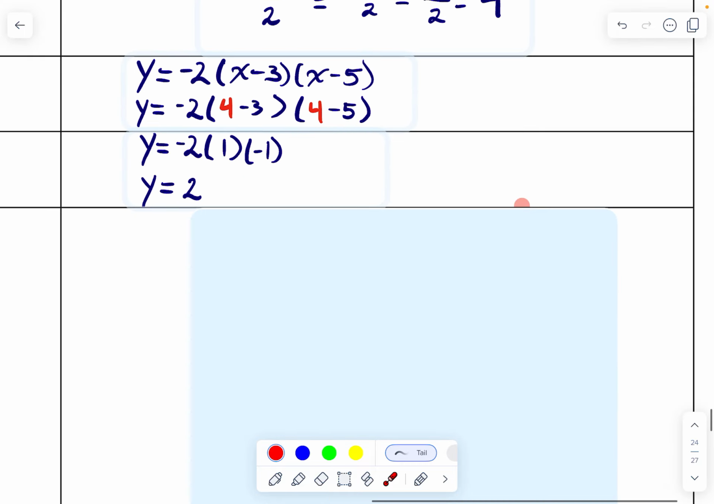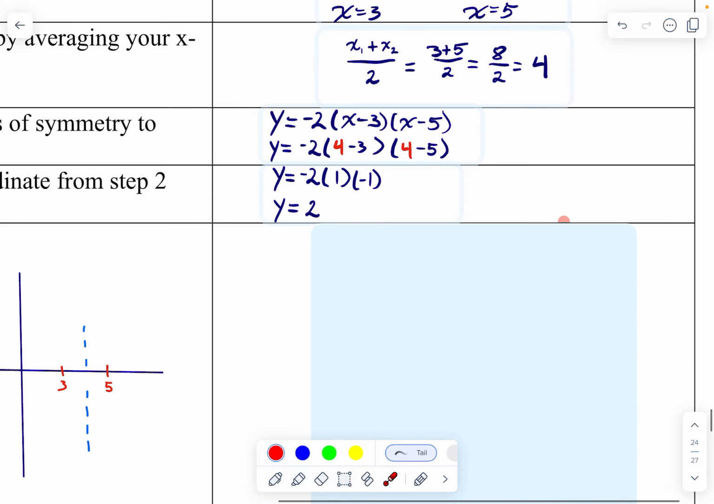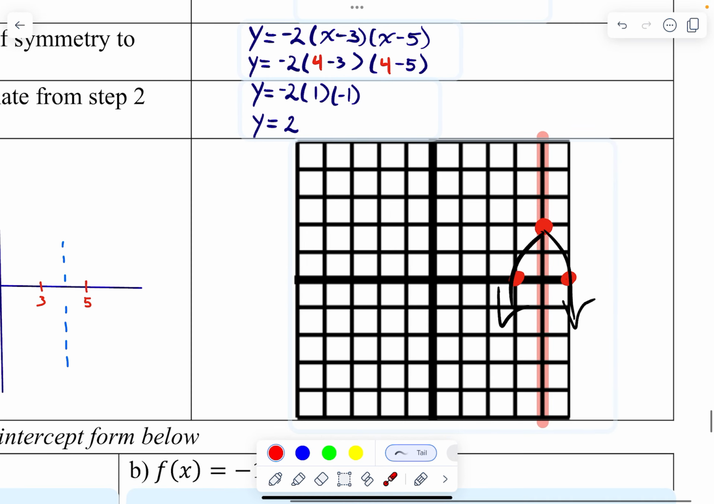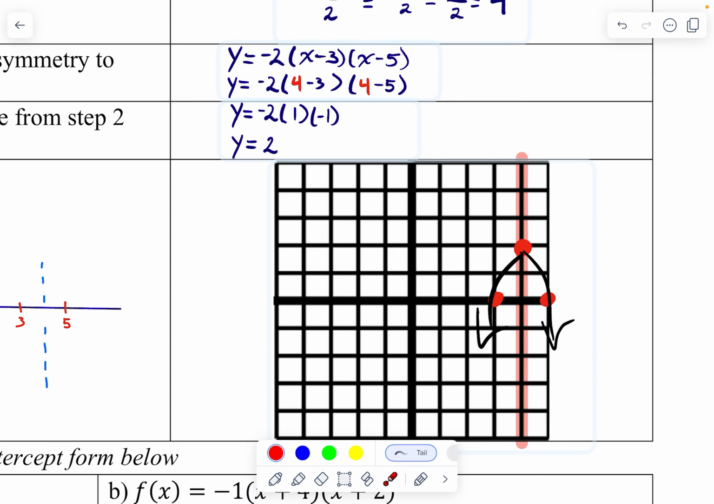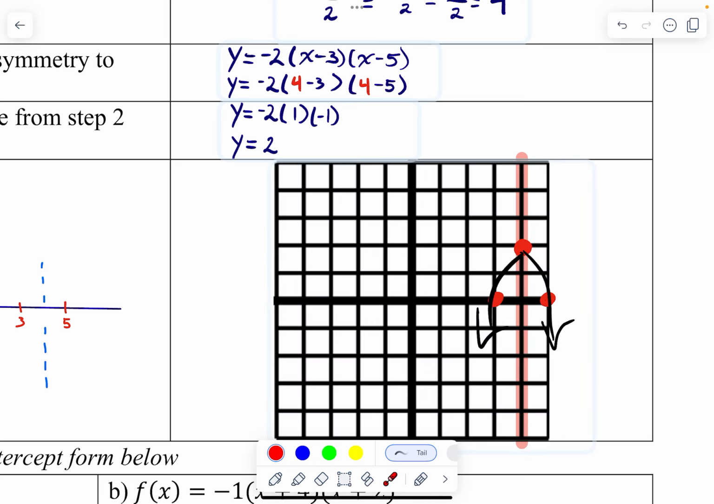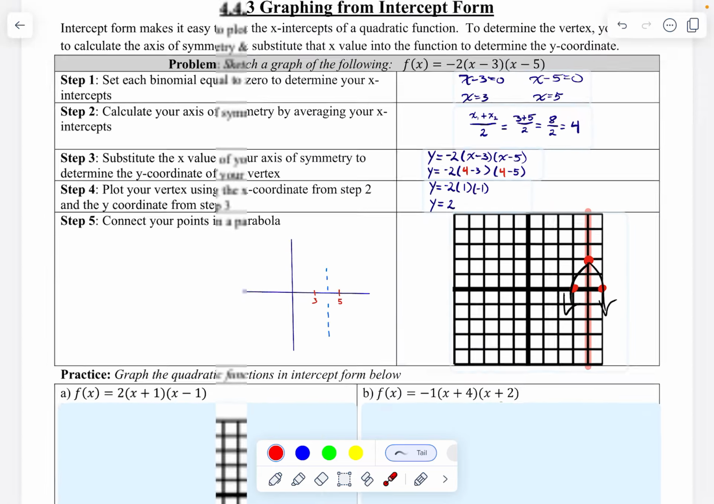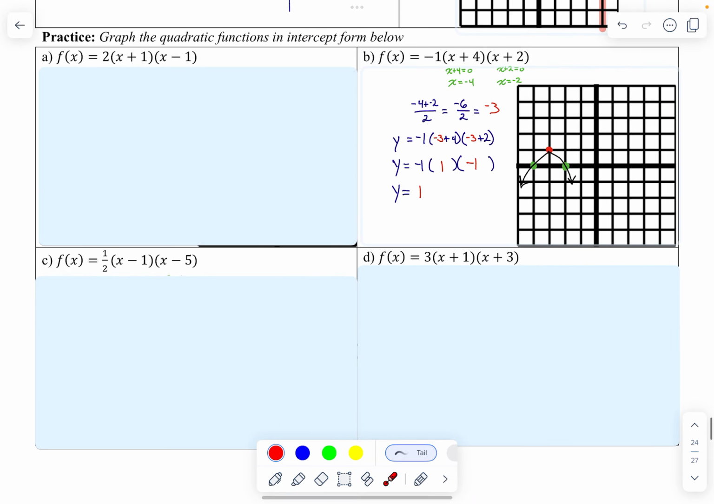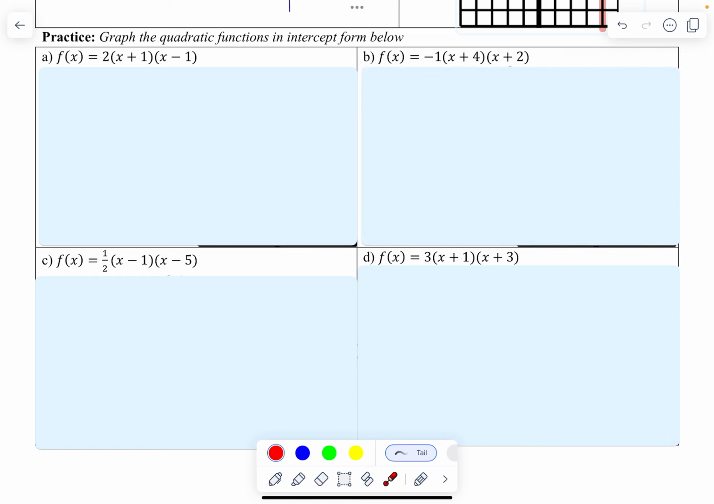Kind of clever. So once I know that, I can plot my vertex, and it's going to be at 4, 2. So I go 1, 2, 3, 4 to the right, and 1, 2 up, plot my vertex. Now my x-intercepts we actually found early, so I plot those, and then I connect the 3 dots to make my parabola. So take a moment, try this on your own. Pause the video, and when you're ready, unpause it, and we'll go through them together.